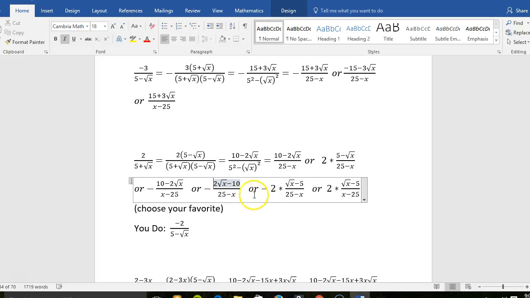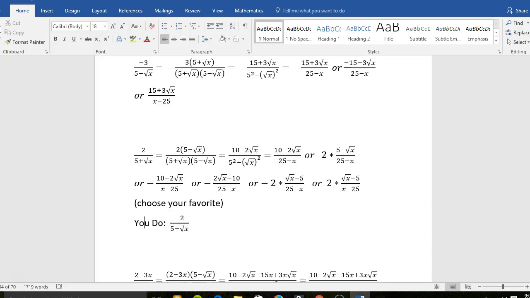And you can also take the 2 out with the negative, and that's going to leave you with that. Instead of 2 rad x minus 10, it's going to be rad x minus 5. Guys, just know your stuff with these numerators and denominators, and just be careful, okay? That's the moral of the story there. Now, you do this one for a homework exercise right here, but moving on.